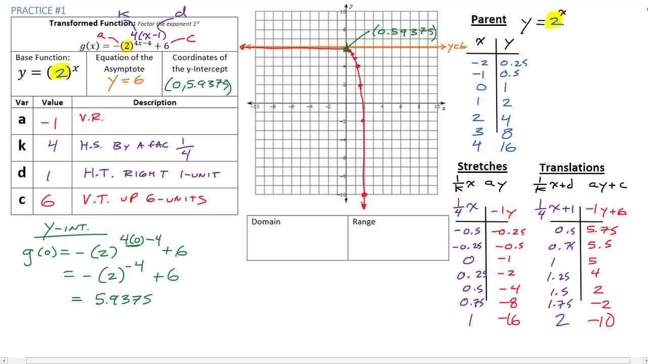So there's my y-intercept. Domain, again, is just x can be anything, any real number. And my range, y coordinates are less than 6. They can't be equal to it. They just can be less than it. There you go. Okay, I'm going to move on to another one. And hopefully there'll be some little differences now in each one, okay?